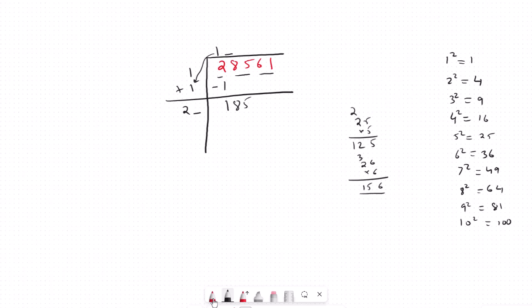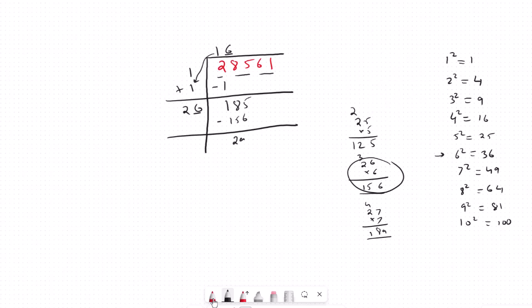We can try a bigger number. Let's do 27 times 7. 7 times 7 is 49. 7 times 2 is 14 plus 4, 18. 189. Okay, so 27 times 7 is already bigger than 185. We are getting 189. So we're gonna stick with 6 here. So we're gonna do 26 times 6. It gives us 156. Now let's subtract 156 from 185.